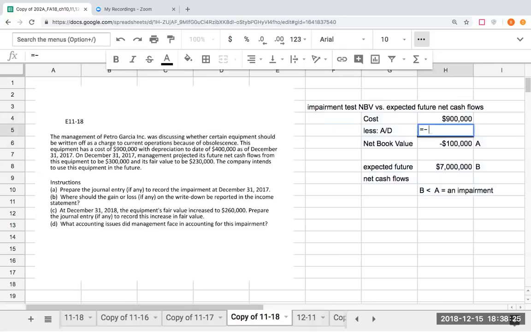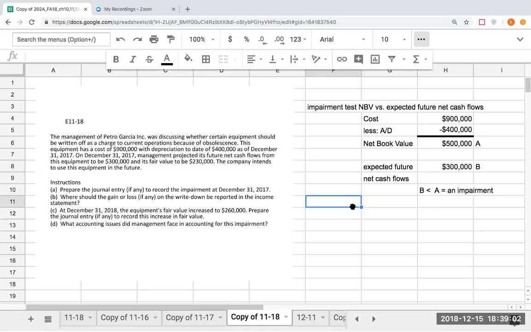My accumulated depreciation is 400,000, so my net book value is 500. My net expected future cash flows is 300,000, so I know that I have an impairment. What's really important here is that this company intends to use the equipment in the future. So what does that mean? If there's a recovery, I don't do anything, but I will depreciate the asset once I've done the impairment.